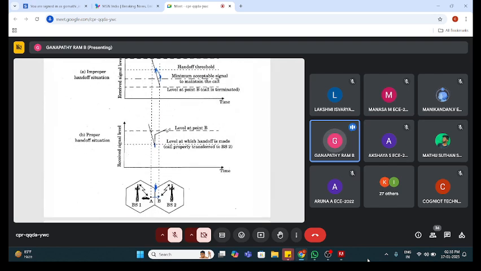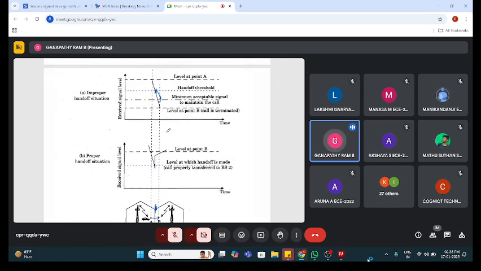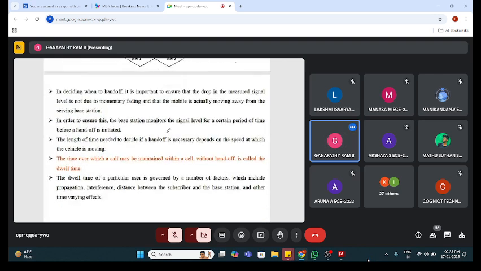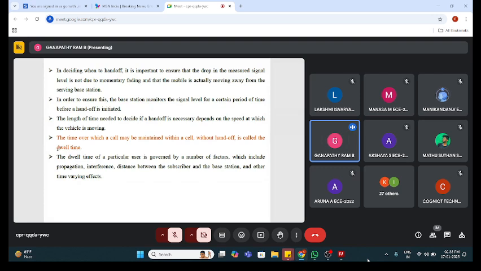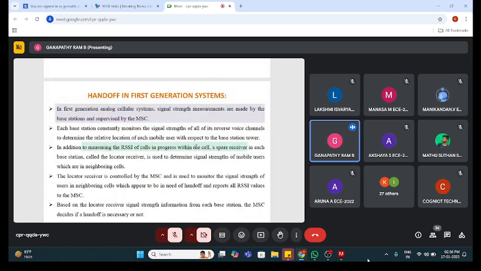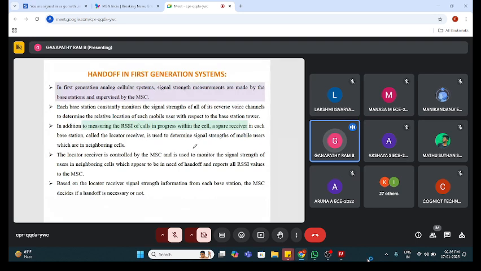We discussed two different scenarios: an improper handoff situation and a proper handoff situation. And we saw an important parameter called dwell time, the time over which a call is maintained within a cell by the same base station without any handoff. The handoff in first generation is done by the base station as well as the mobile switching center. The base station calculates the received signal strength, and the mobile switching center decides the initiation of the handoff. This increased the computational burden on the mobile switching center.